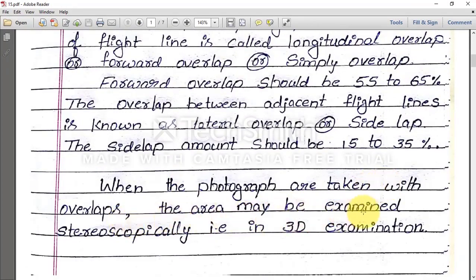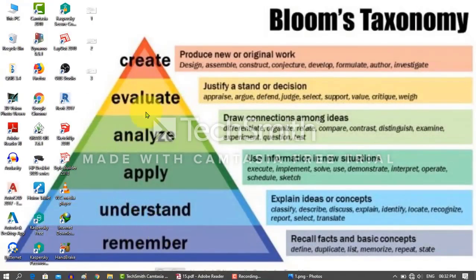When the photographs are taken with overlaps, the area may be examined stereoscopically, that is, in 3D examination. Why do we need overlaps? Because when the overlap portion is there, the area can be visualized in 3D. You would have seen 3D movies, right? In 3D movies, the same character is doubled on the screen. When you wear the 3D glasses, you can see it in 3D. That means the same area should be there two times, the same area in two photographs. Then only you can see the 3D examination. Here also the same concept is adopted.